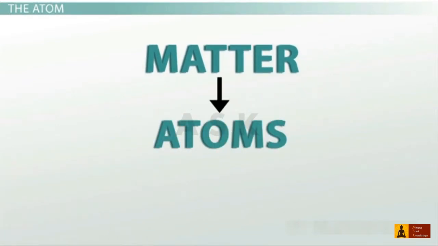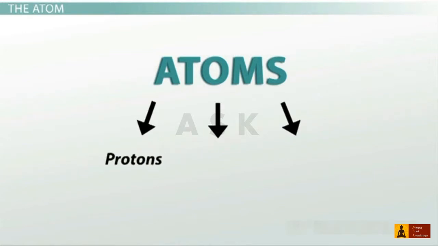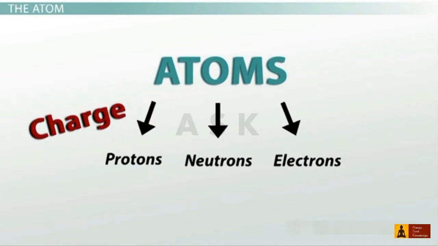An atom is the basic unit of matter. So atoms can be divided into three subunits. They are composed of protons, neutrons, and electrons. So all these subatomic particles then, we characterize them by two basic traits. We characterize them by charge, and we characterize them by mass.